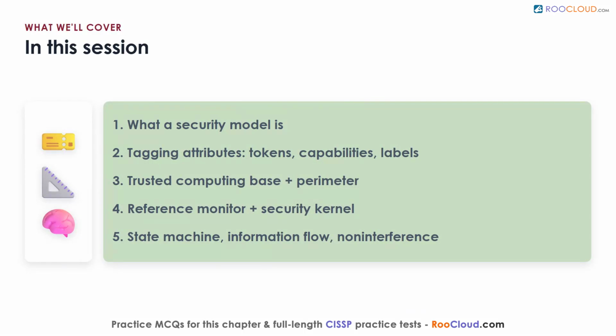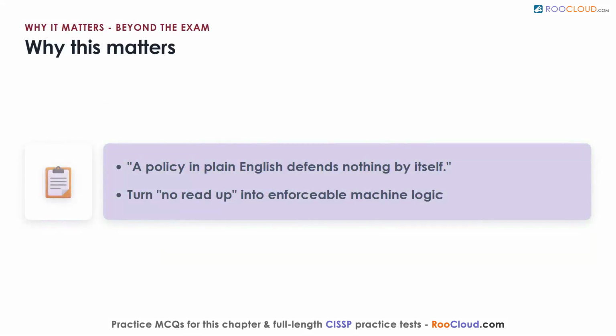We'll answer several questions. What is a security model, and why do we need one? How do we tag an object's security attributes? What is the trusted computing base, and where is its boundary? What is a reference monitor? And how does the security kernel enforce it? What is the state machine model? How does the information flow model work? And how does non-interference stop hidden leaks? Why does this matter beyond the exam?